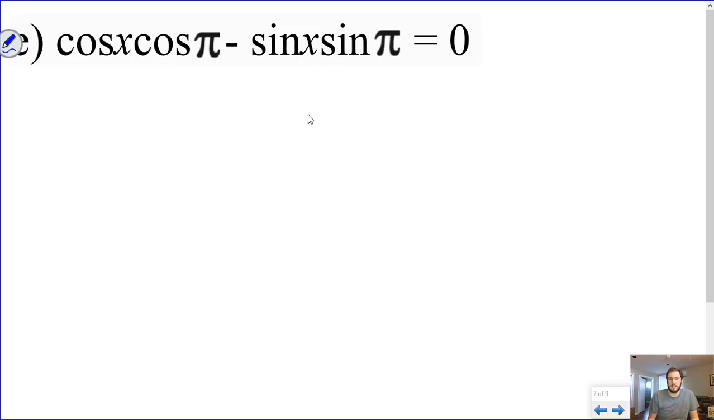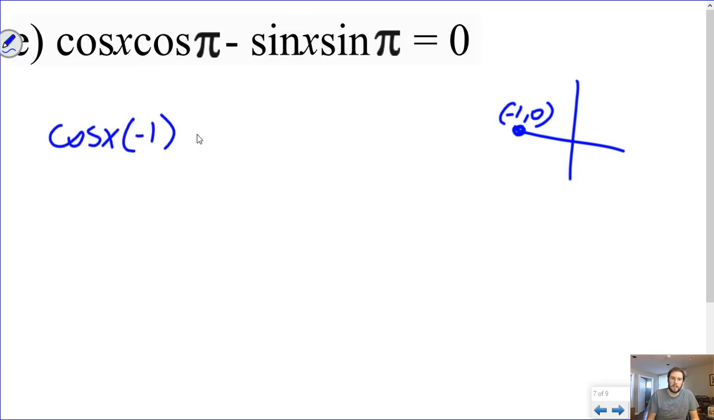Sometimes it can be just as easy as substituting, right? So what is cosine of pi? What is the sine of pi? So if we think about our unit circle, pi is over here at -1, 0. We know cosine is the x value, so this is cos x times -1. And we know that sine is the y value, so this is sine x times 0. So now this is negative cosine of x equals 0. So now it's just a matter of finding x.